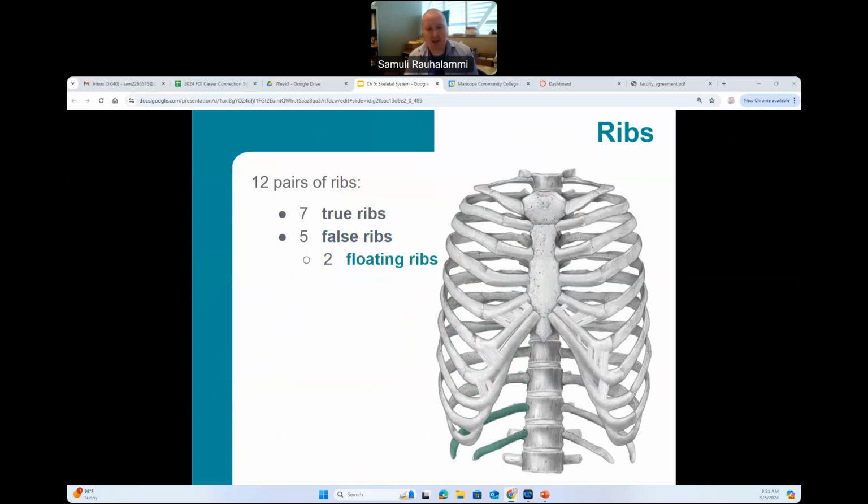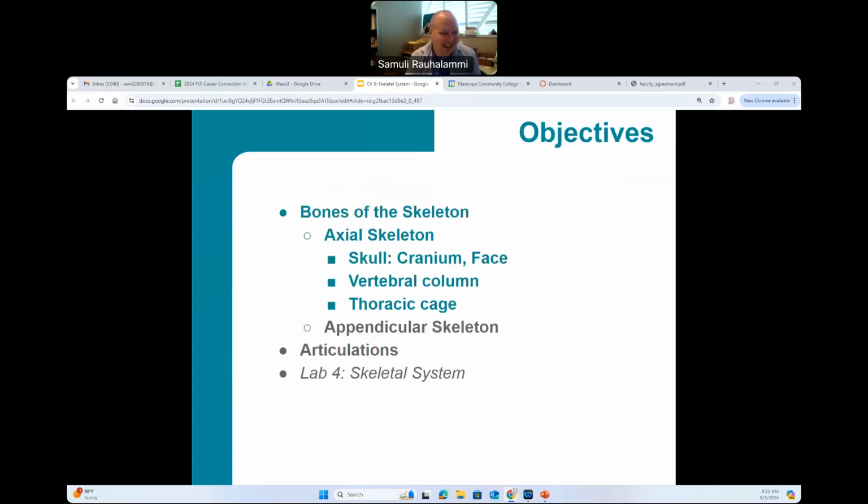Sometimes we see some interesting things on social media. Some people have tried to remove those to get a smaller waist and so on. I would really encourage you, if you have a bone in the body, probably it is there for a reason, unless it's some sort of an abnormality. So that really brings us to the end of our axial skeleton.